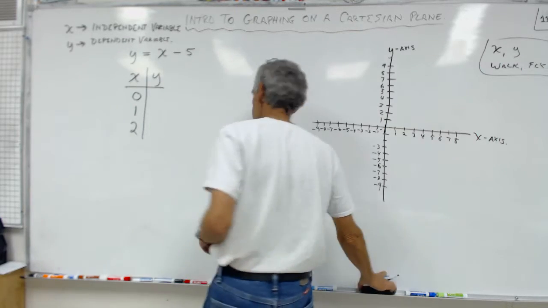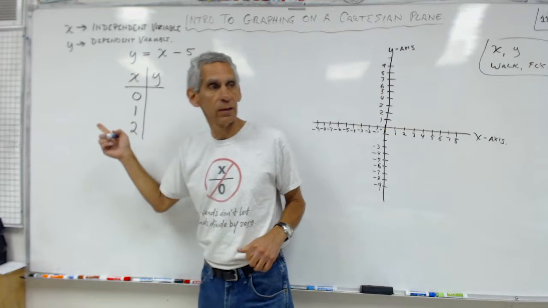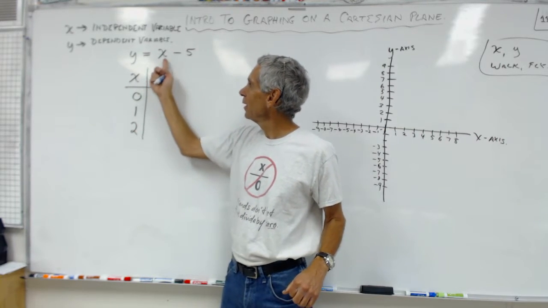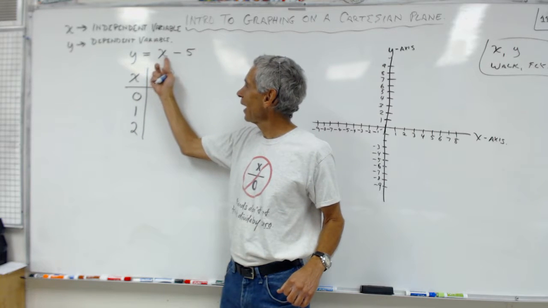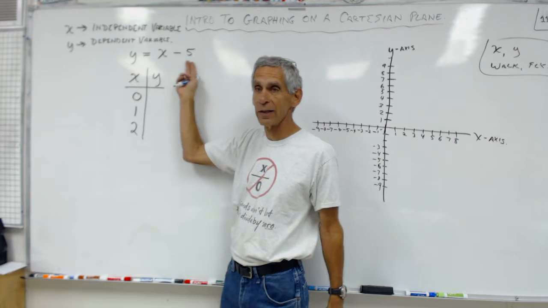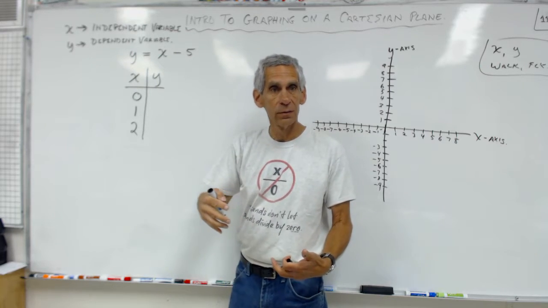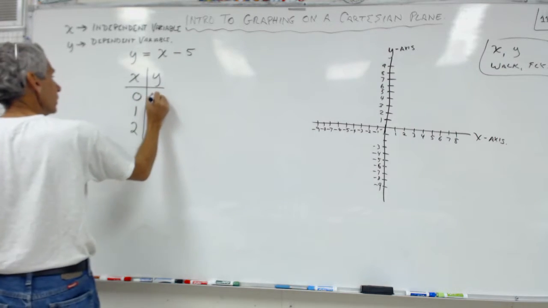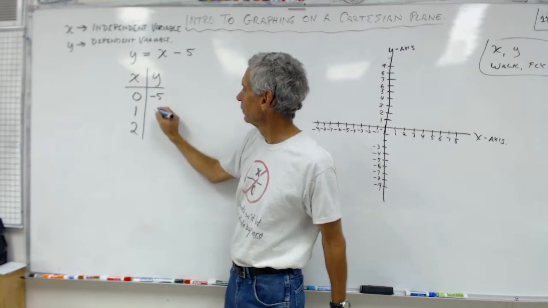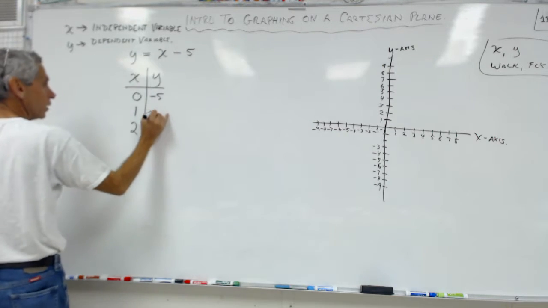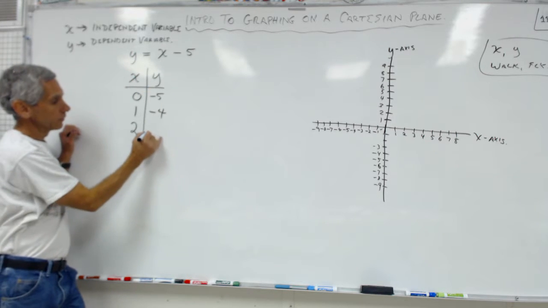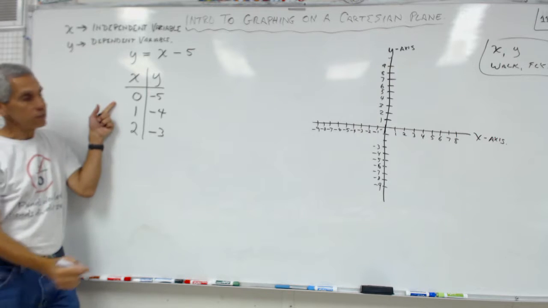So we have now chosen our independent variables. You agree with me? Yes. So let's figure out what our y is. When x is 0, I'm going to just bring the 0 up here and substitute it in. I've got y is equal to 0 minus 5. Y is negative 5. All right, when x is 1, y is 1 minus 5, negative 4. When x is 2, 2 minus 5, negative 3.